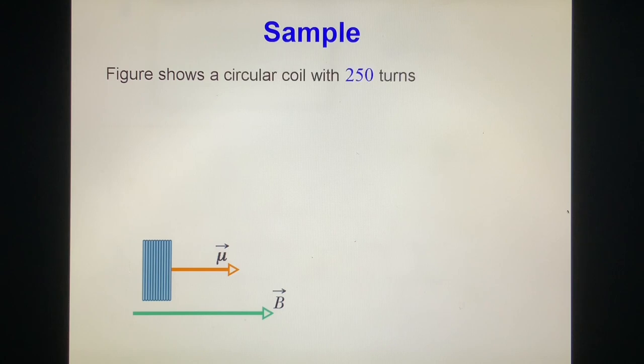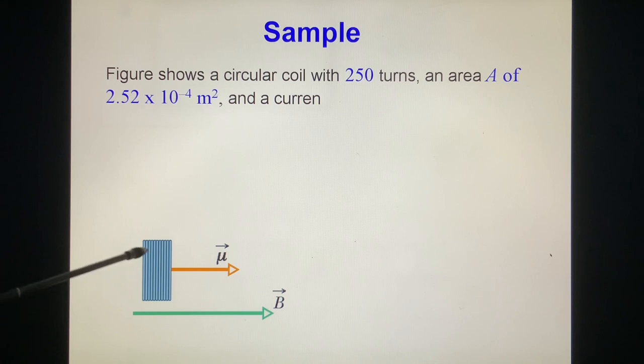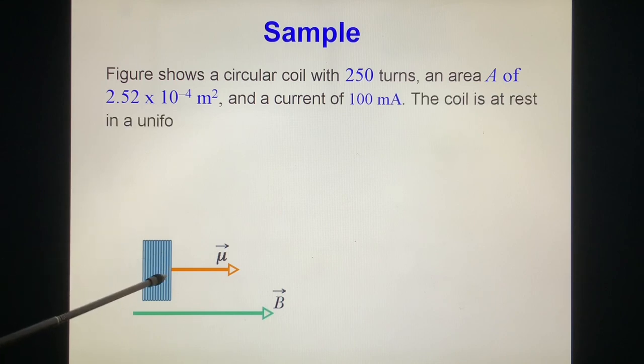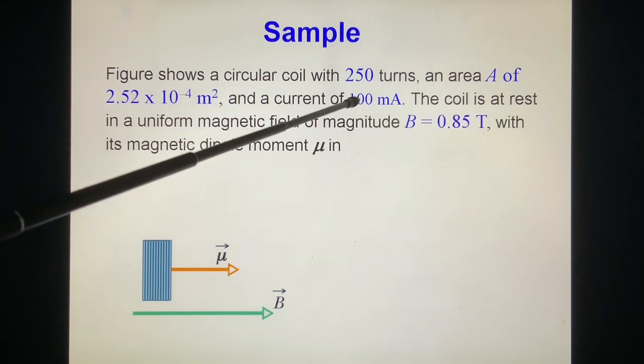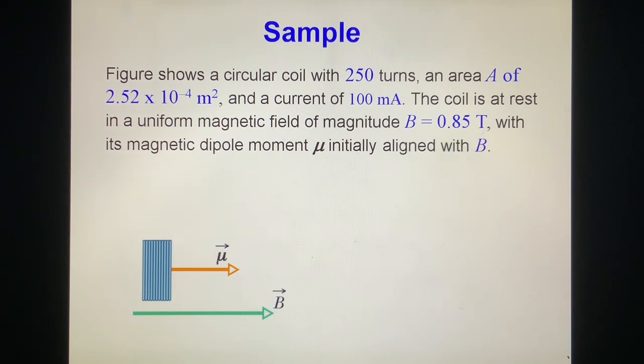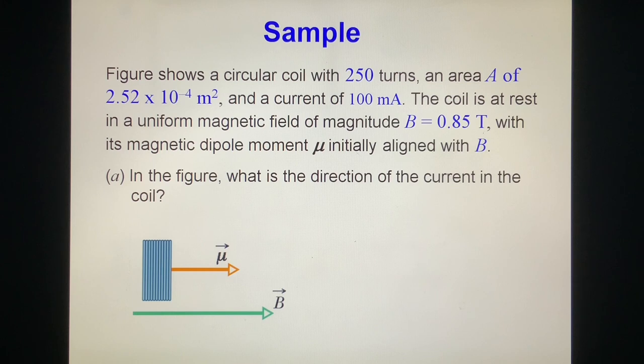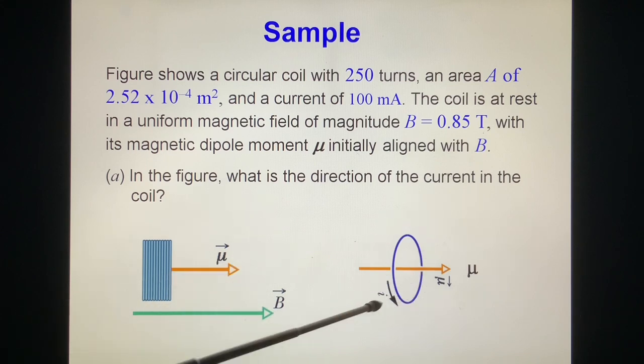Figure shows a circular coil with 250 turns and an area A of 2.52 times 10 to the minus 4 square meter and a current of 100 milliampere. The coil is at rest in a uniform magnetic field of magnitude B equals 0.85 Tesla, with its magnetic dipole moment mu initially aligned with B. Question A. In the figure, what is the direction of the current in the coil? Now, because mu is here, the current direction must be this one, by the right-hand rule, right?